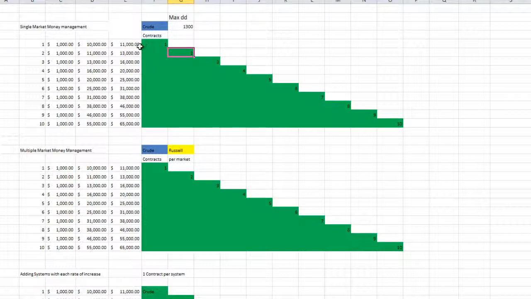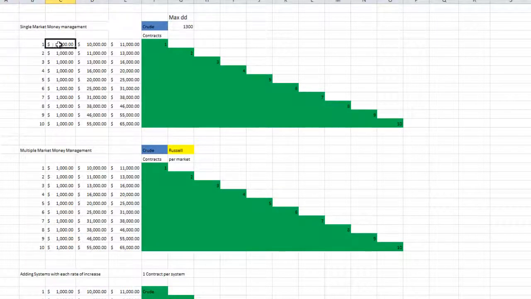So basically, you go from one contract to two contracts. Then the next rate of increase would be two contracts times the delta, which is $1,000. Your current balance now is $11,000, so when you get to $13,000, you're then on three contracts. So this is how we basically increase our contract size using this delta concept.